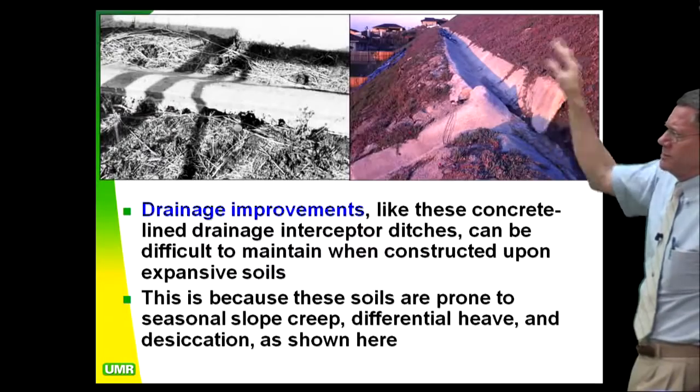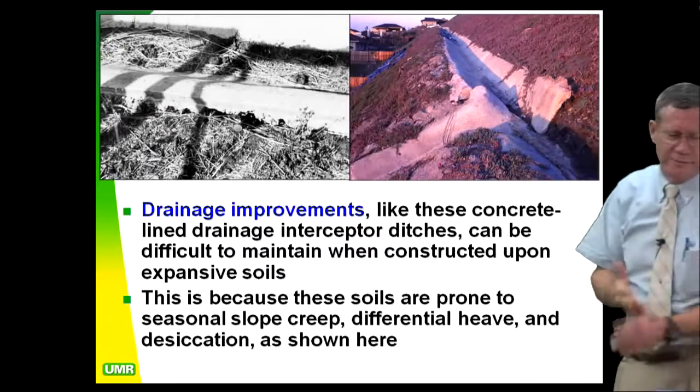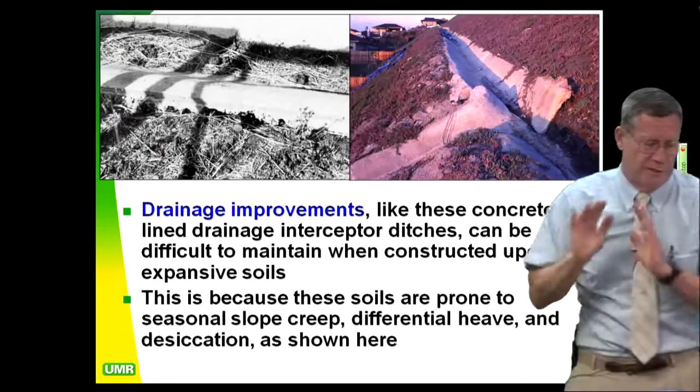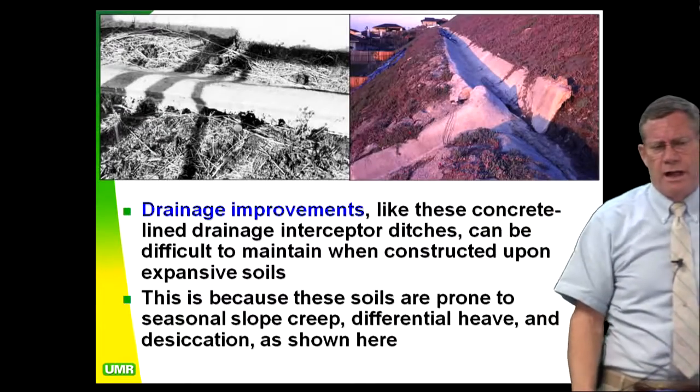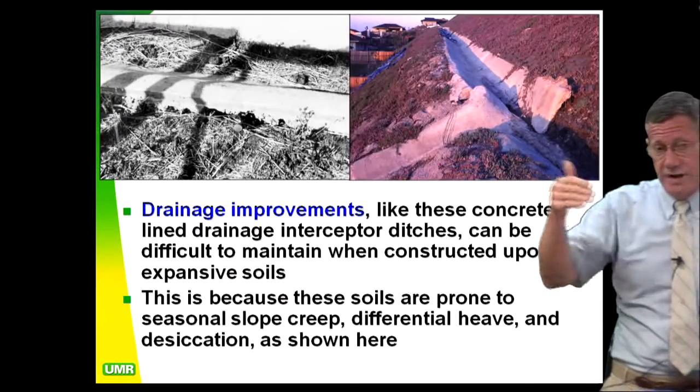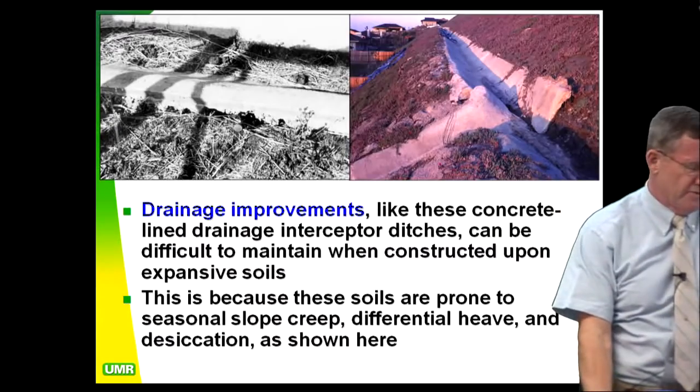So what did I do in those kind of situations? I keep sprinkling the slope. That's what I did. I don't want the slope to dry out before we get the V-ditches in. So we go out there with sprinklers and sprinkle it, because we don't want a bunch of desiccation cracks growing in the slope, because we're going to have a big heave cycle if we allow that.